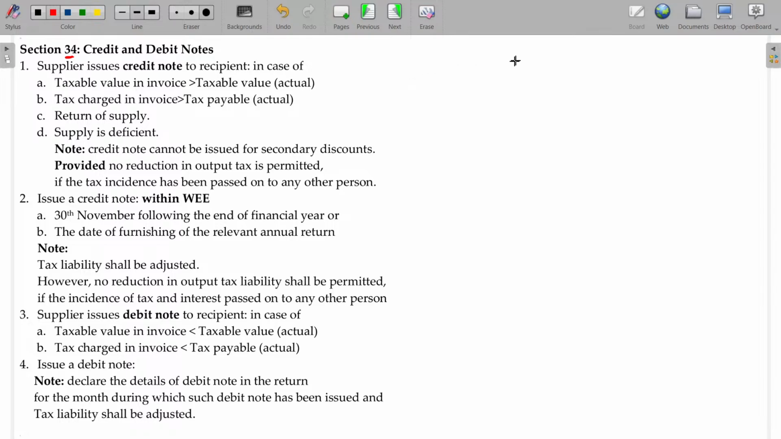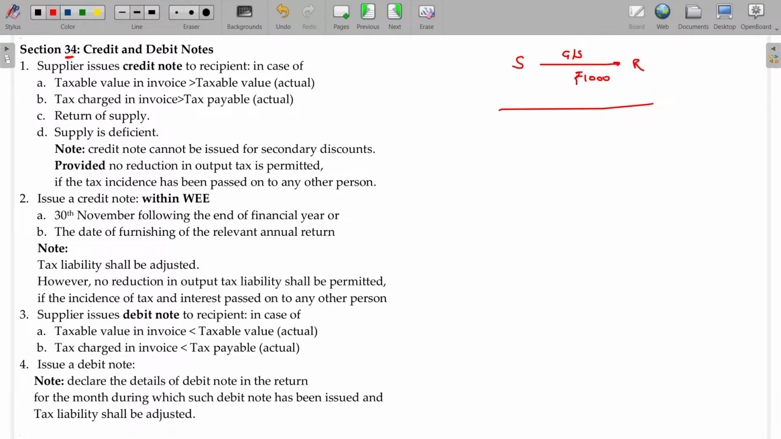Now, supplier, recipient. Where supply of services or goods is done by the supplier, and an invoice is raised for 1000. Later on, verification. So what happens in this case?